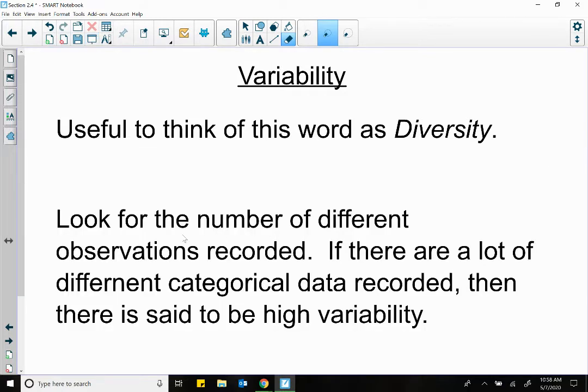Okay, so again, that's what I was talking about right here. Look for the number of different observations recorded. If there are a lot of different categories recorded, then you are said to have high variability. Okay?